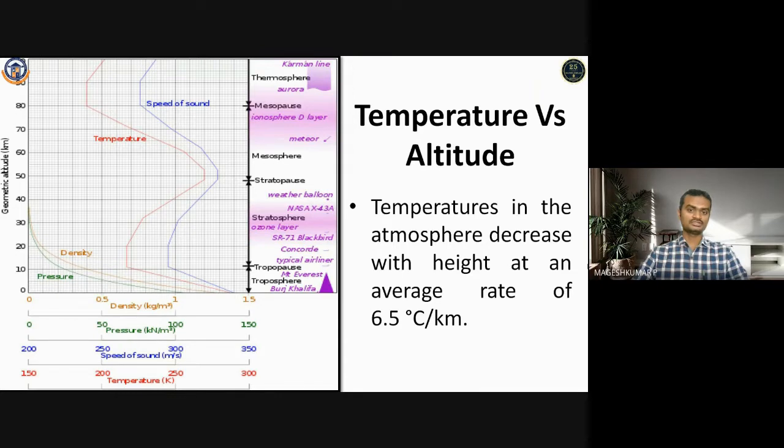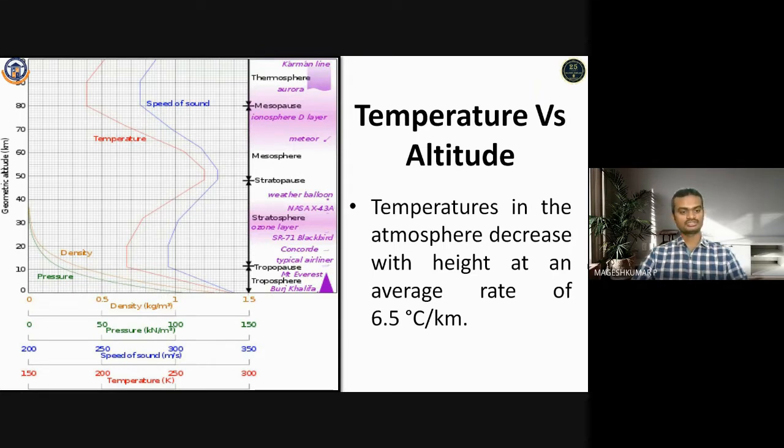So the stratopause is the simple layer in between the stratosphere and mesosphere, and after the stratopause, it again starts to decrease. So this is how the temperature varies along with the altitude of the atmosphere. And again, as the name implies, thermosphere has very high heat energy. So obviously the temperature will start to increase and reaches the maximum value in the thermosphere.